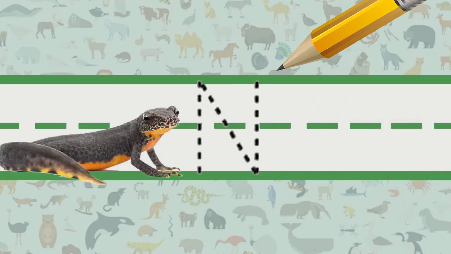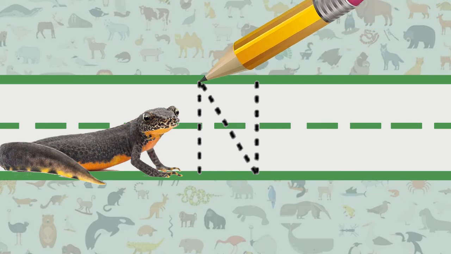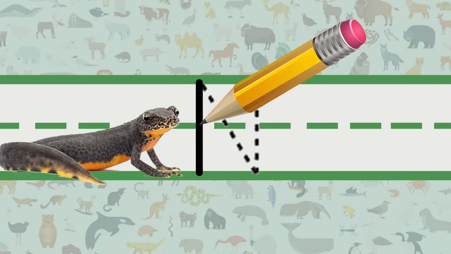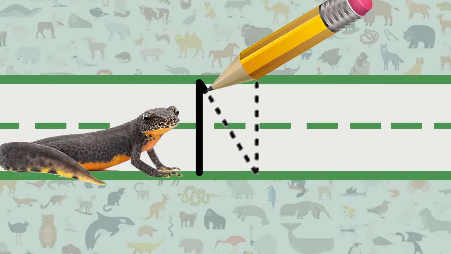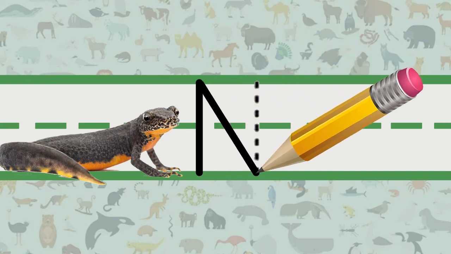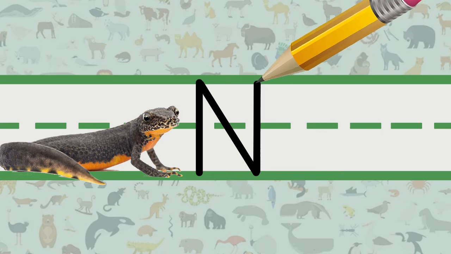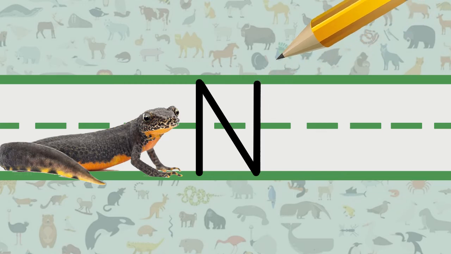N is for newt. For capital N or big N, start at the top and draw a straight line down to the bottom. Then go back to the top and draw a diagonal line down to the bottom. Then draw a straight line back to the top. Good job! Let's do that again.